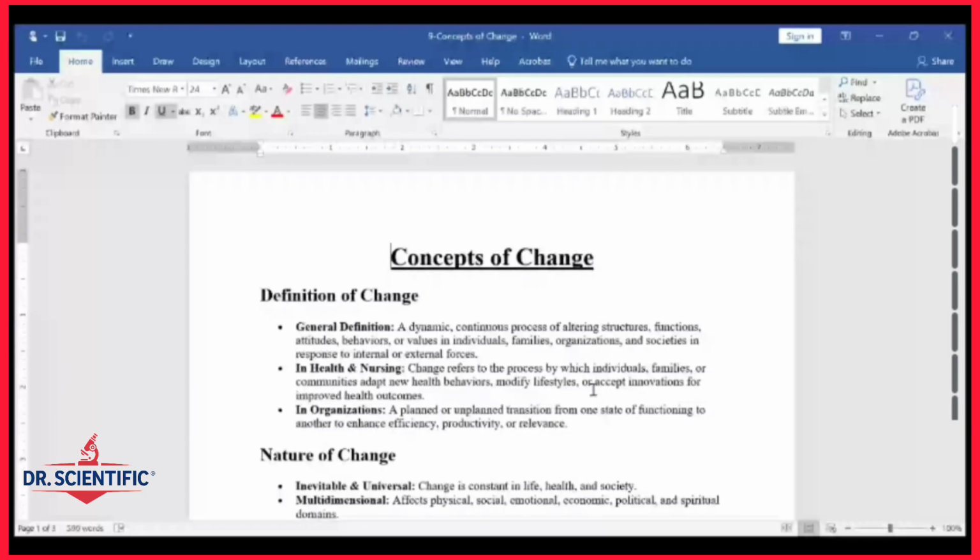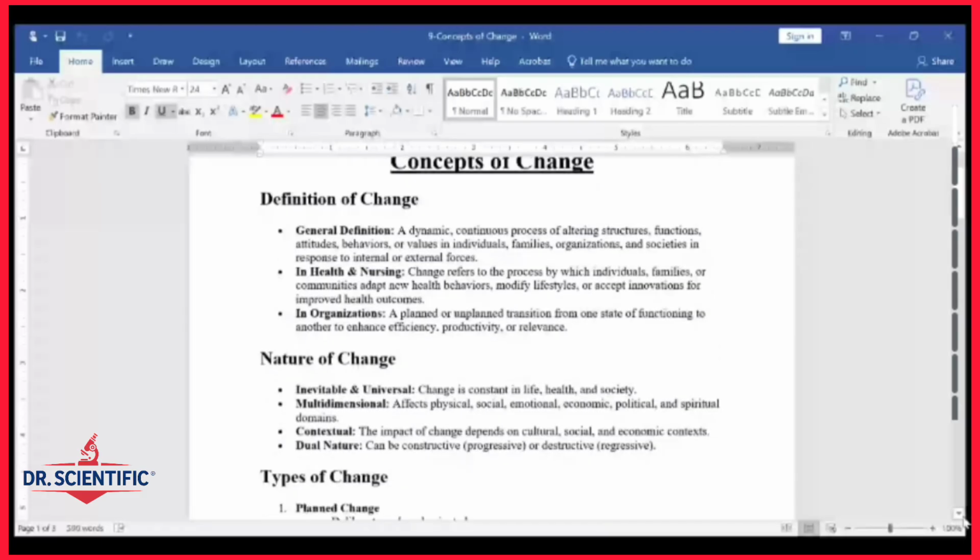Now, change, by definition in organizations, we can say is a planned or unplanned transition from one stage of functioning to another in order to promote efficiency, productivity, and relevance. So we are talking of transiting from one state to another state. Sometimes you can have a change necessarily about efficiency, and sometimes even this efficiency can be lost if you are not careful. So when we are having a change, we need to be very cautious at all costs so that at the end of it all, it has good results to the individual, to the family, and the community at large.